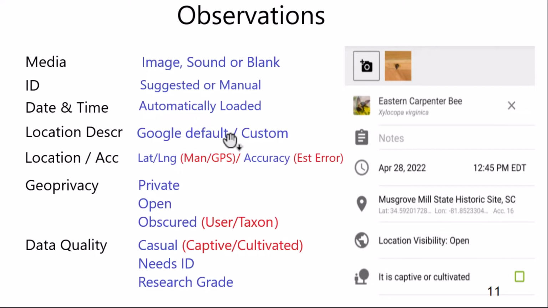Then we've got data quality. The default when you load it up is needs ID. Once 2 or 3 people have agreed with your ID, it goes to what they call research grade, and that's about as good as it gets. And then there's casual, which is captive or cultivated. If you go to the zoo, that's captive, a zoo animal, or if you were to shoot a picture of a cornfield, that'd be cultivated. But there are some issues with how that's implemented, and I'll get to that in a little bit.